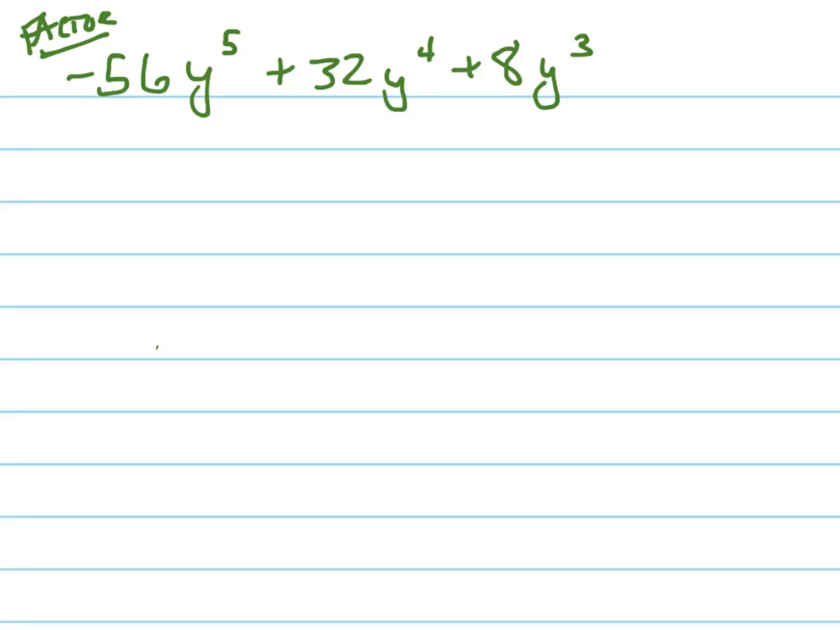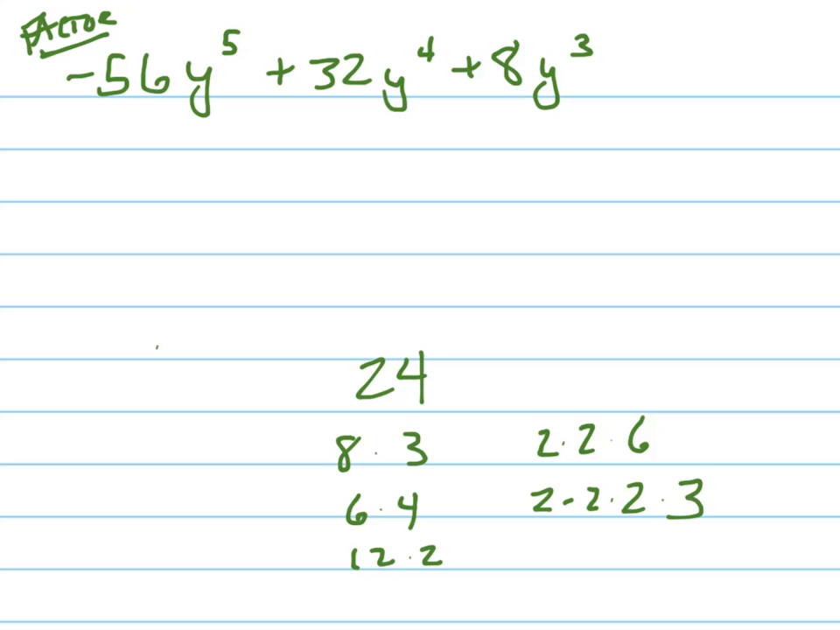It's kind of like if I said, hey, tell me what the factors of 24 are. You could break that up and say either 8 times 3, or 6 times 4, 12 times 2, or even 2 times 2 times 6, or 2 times 2 times 2 times 3, etc. And these are all factors of 24.